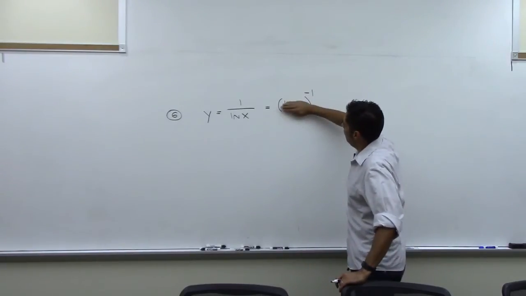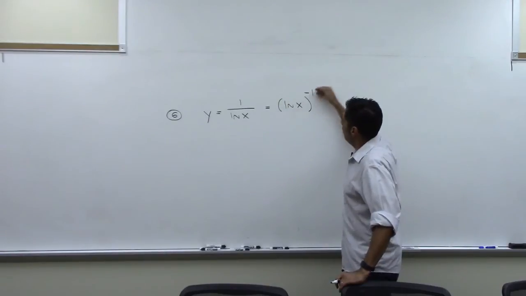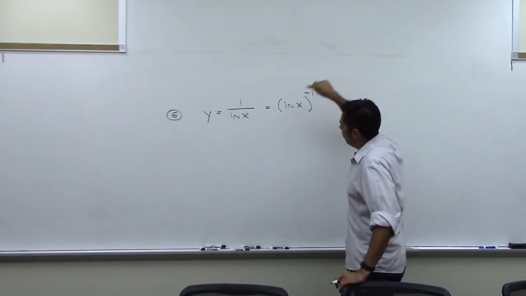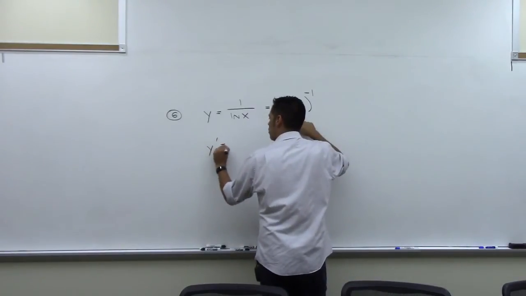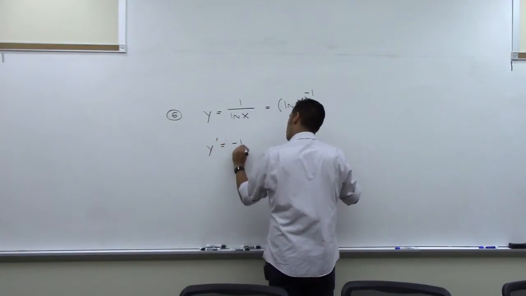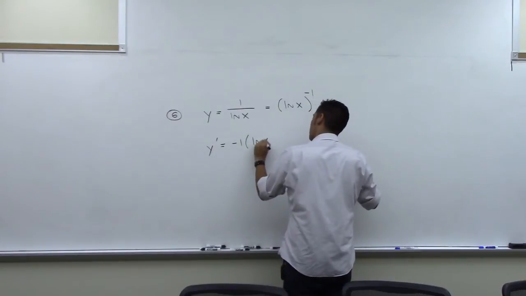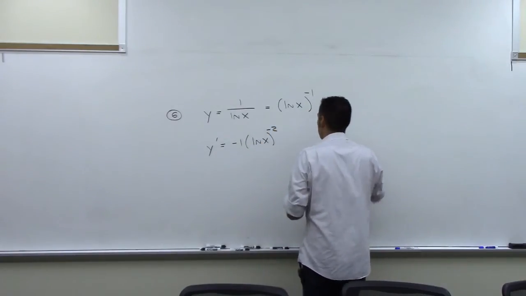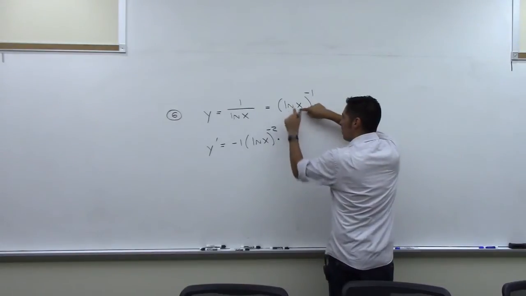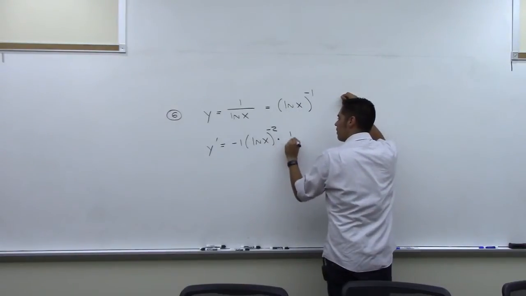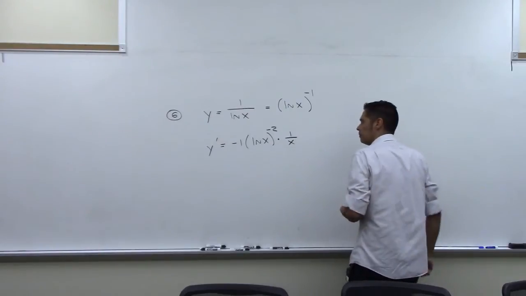I'm going to take the derivative, right? So negative 1 is going to come out. I'm going to subtract 1 from that power. Then I'm going to go inside and take the derivative of what's in here. So the derivative of this should be the negative 1 popping out. Then I have natural log of x raised to the negative 2 because I subtract 1 from the power. Chain rule says times. Now go inside. What's the derivative of natural log of x? It's just 1 over x.